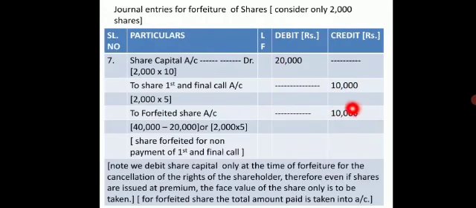So you can verify how it is. Now out of 20,000, 10,000 is not paid, or else if I take the total amount paid on these forfeited shares, it is 2 rupees on application and 3 rupees on allotment. So 2 plus 3 is 5. So the total amount paid on these forfeited shares is 5 per share, so it is 10,000. So here the shares get cancelled. So note that whenever capital is debited, it is only at the time of forfeiture, because rights are cancelled. Therefore, even if shares are issued at a premium, sometimes shares are issued at premium, we should only consider the face value, not the premium amount.